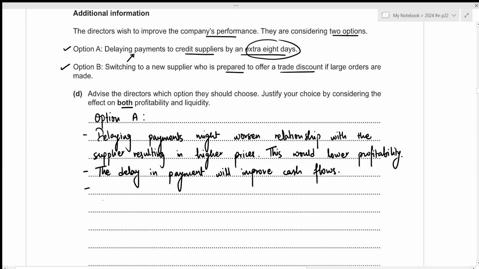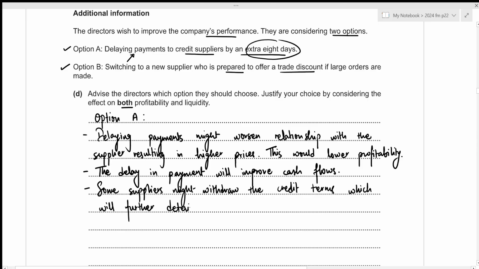But since we are now delaying, the suppliers might choose to withdraw the credit terms or tighten their credit terms, which will further deteriorate our cash flow position of the business. So some suppliers might withdraw the credit terms, which will further deteriorate the liquidity.